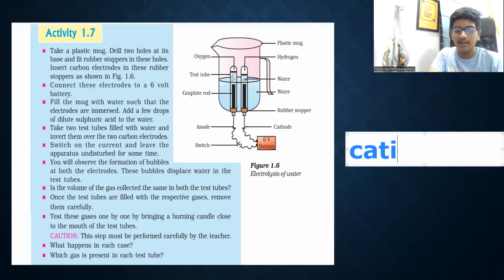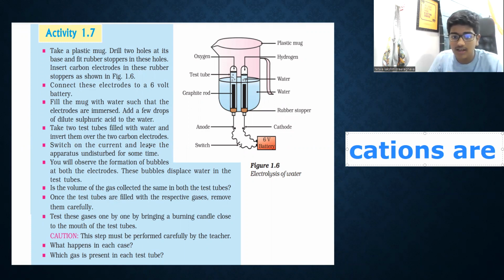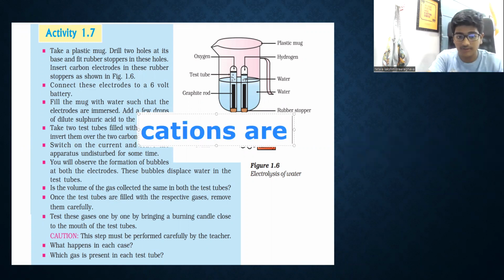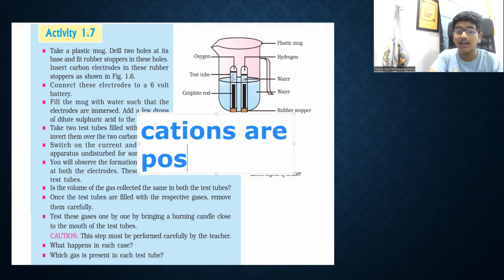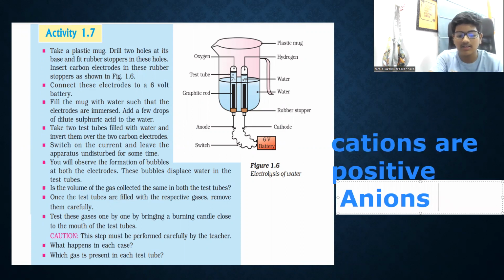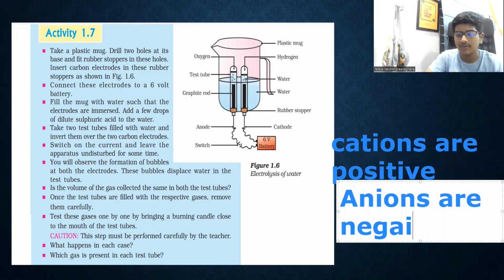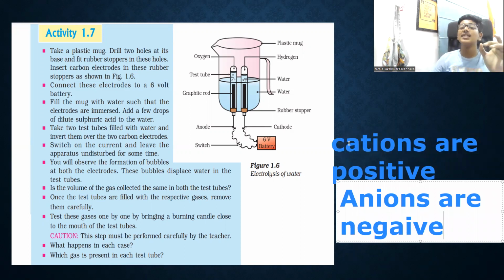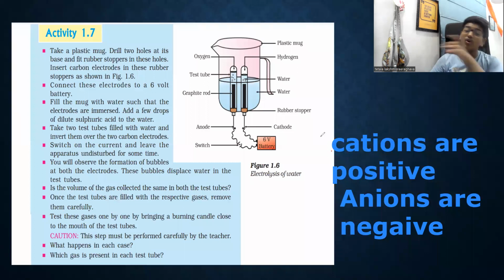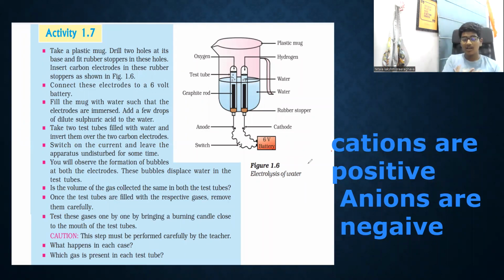Cations are positive. Anions are negative. Whereas cathode is negative and anode is positive.